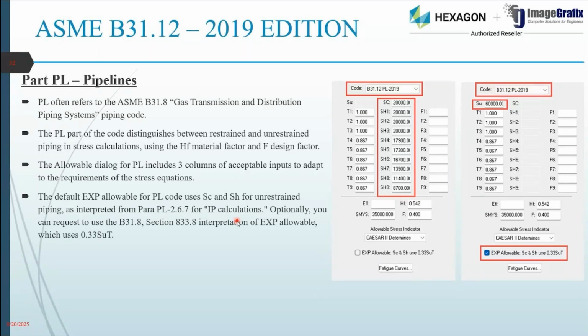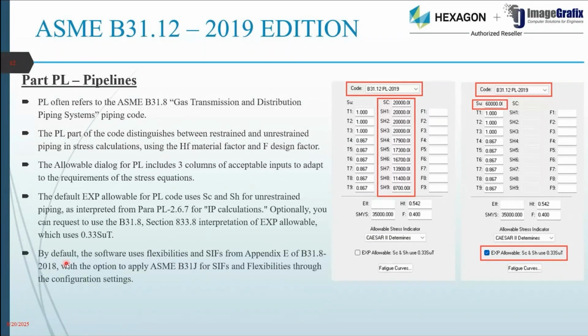Optionally, the user can request to use the B31.8 section 833.8 interpretation for expansion allowables, which clearly states it is 0.33 times your ultimate tensile stress, SUT. So how do I activate it? When I check this box, the expansion stress allowable automatically changes from the B31.8 requirement to 0.33 SUT, the ultimate tensile strength. This is done by the software once we enter our data, and once I check this box, the software takes care of that automatically.